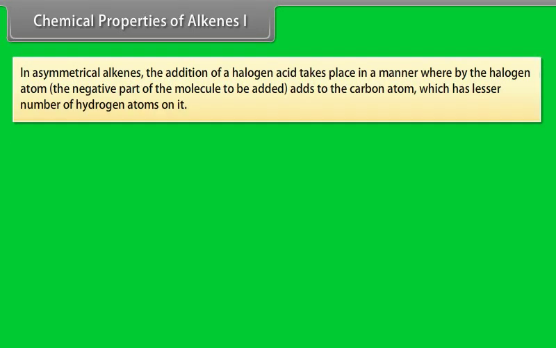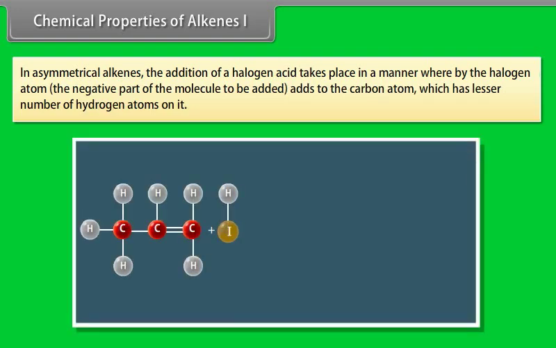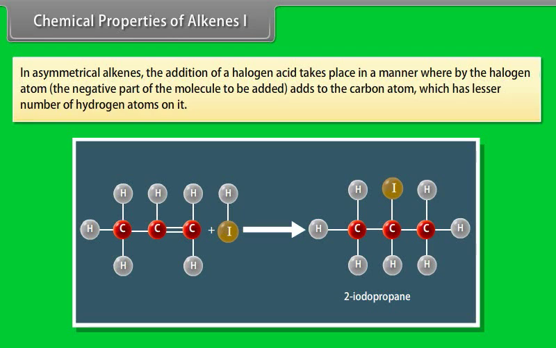In asymmetrical alkenes, the addition of a halogen acid takes place in a manner whereby the halogen atom, the negative part of the molecule to be added, adds to the carbon atom which has a lesser number of hydrogen atoms on it. For example, in the case of propene, the product obtained is 2-iodopropane and not 1-iodopropane. This rule of addition of halogen acids to an asymmetrical alkene is known as Markovnikov's rule.